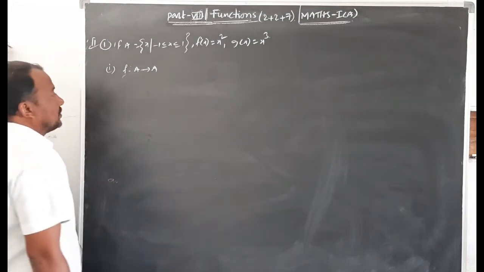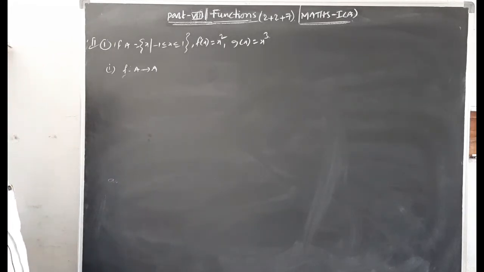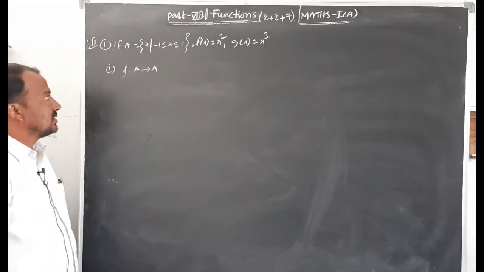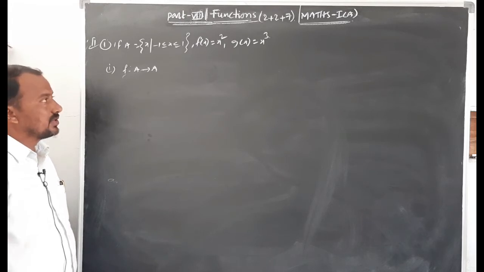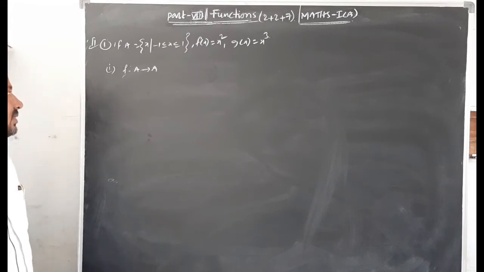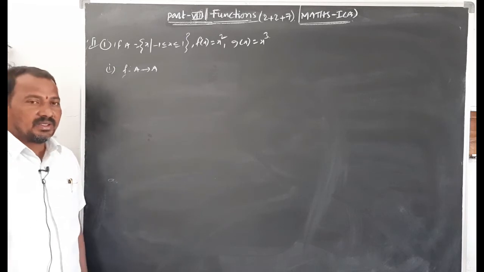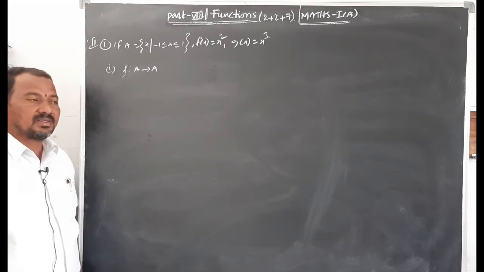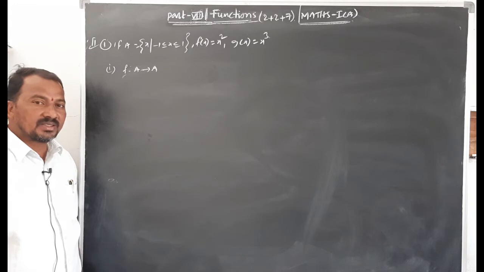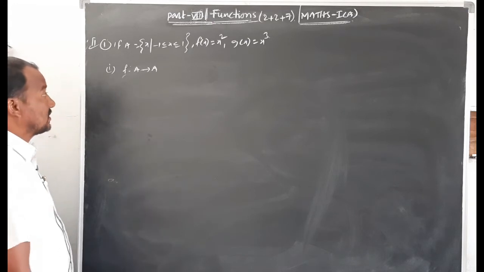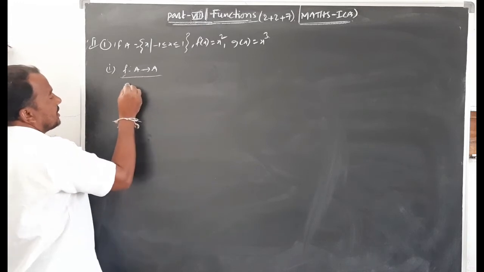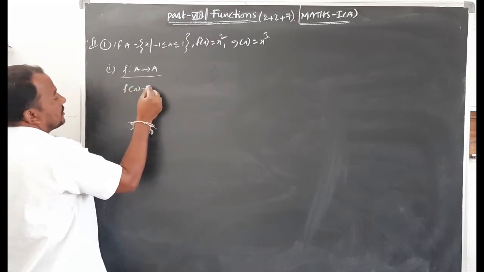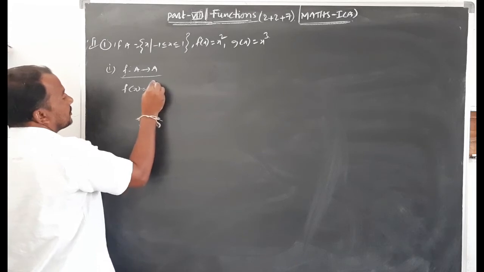If A equals the set of x such that minus 1 is less than or equal to x less than or equal to 1, f of x equals x square, g of x equals x cube. First one, f from A to A: justify whether it is an injection or surjection. Given function f of x equals x square.